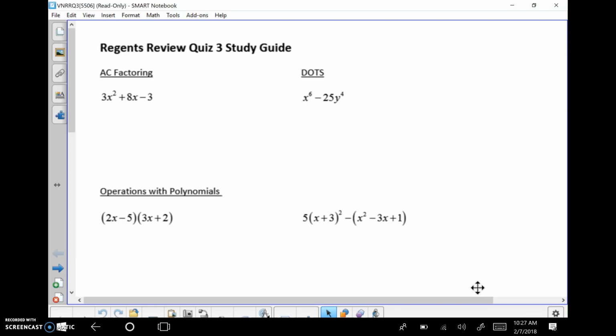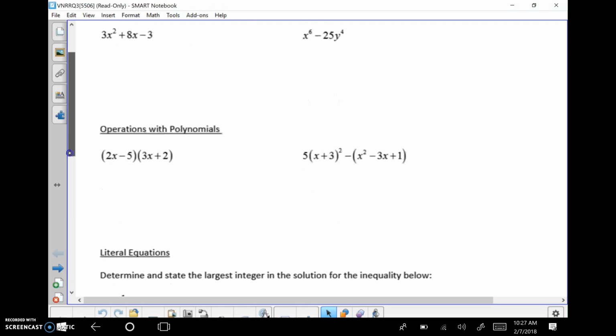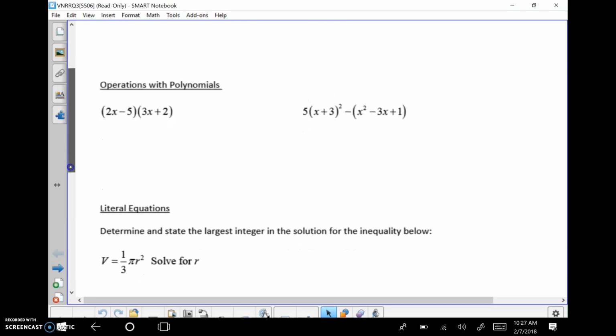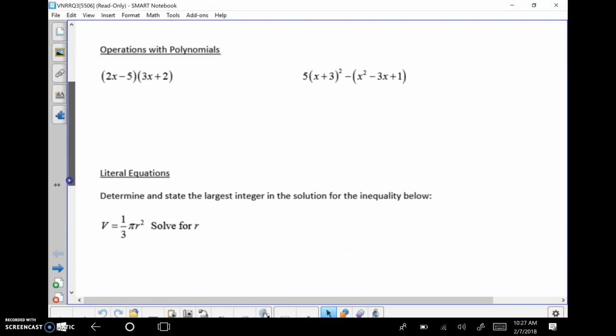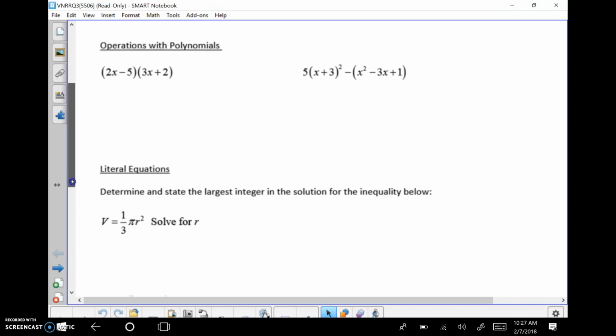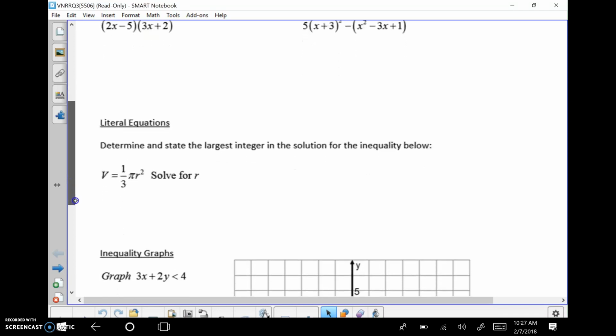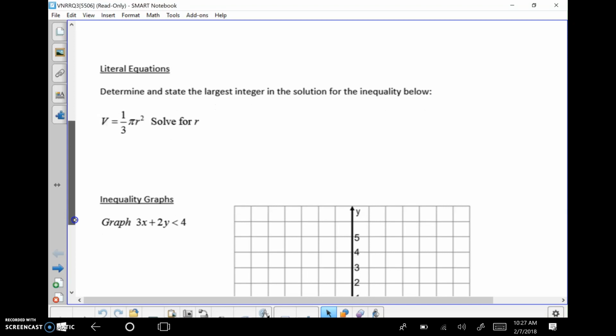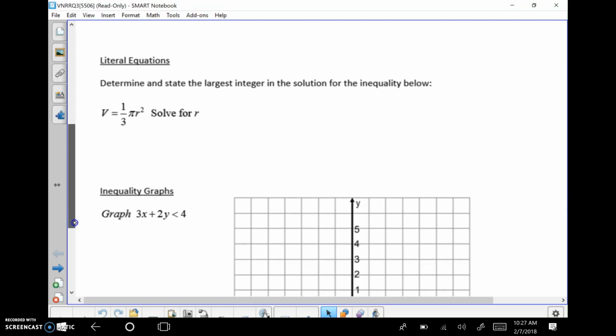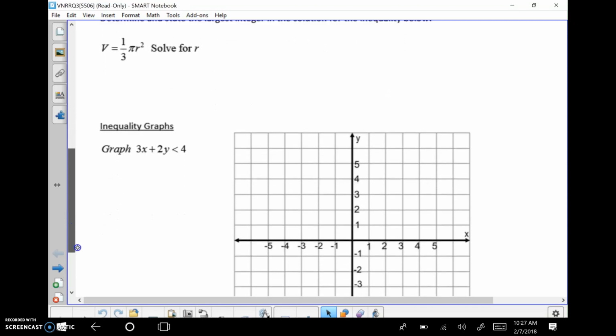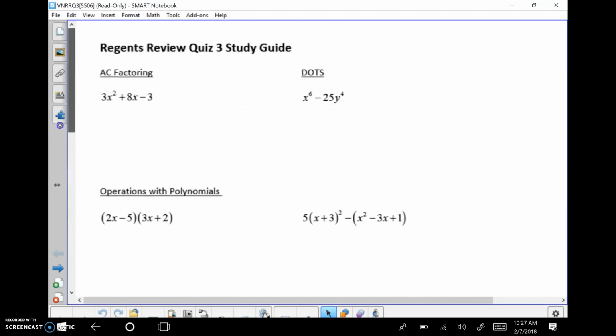It's going to cover some factoring skills that maybe we haven't seen in a few weeks, some operations with polynomials that we have seen, but still we need to always make sure we're sharp with our polynomial algebra skills. That's a big part of this course. Solving literal equations, which is just like solving equations, but there's a lot more variables involved. And basic inequality graphs. So first, factoring.